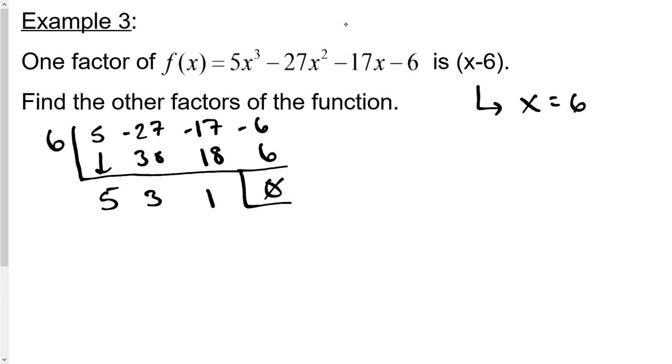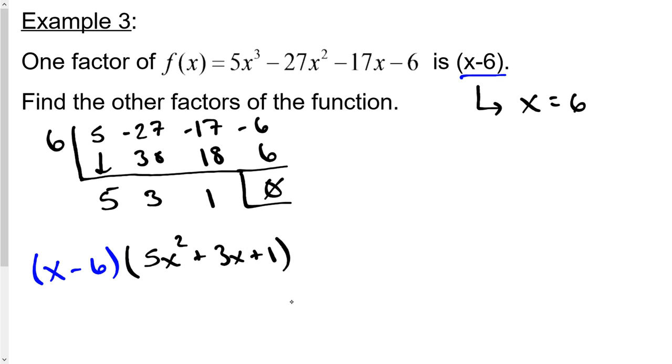All right. So what I have, when I'm writing it in factored form, is my original x minus 6, which was given, and then the piece that I just found. Because remember, dividing is really the same thing as factoring. So when I divided this by x minus 6, I ended up with 5x squared plus 3x plus 1. So just like in the other problems, I've now taken the cubic function and factored it down into a linear factor and a quadratic factor.